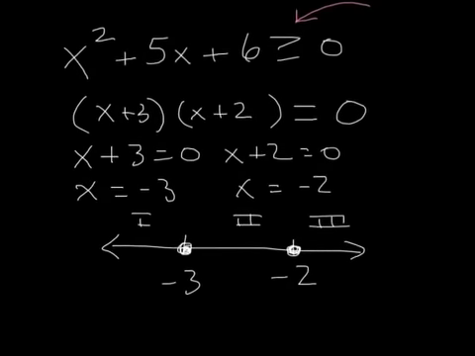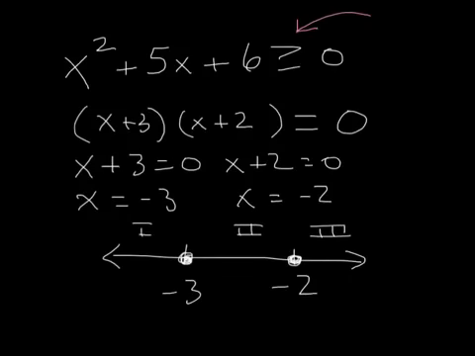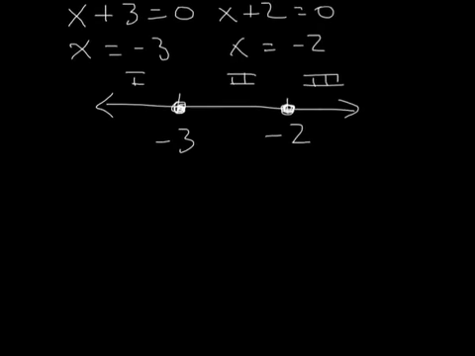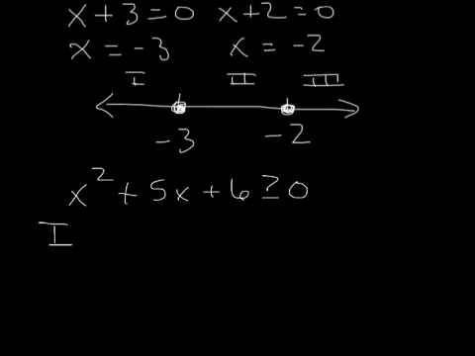So what we're going to do is look at our original inequality. So x squared plus 5x plus 6 is greater than or equal to 0. So we'll write that down right here. And what you're going to do is test points in each region. So in region 1, let's test x is equal to -4. And what I mean by test is you plug it into this original inequality.